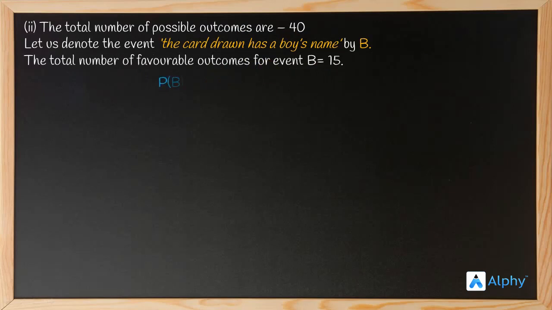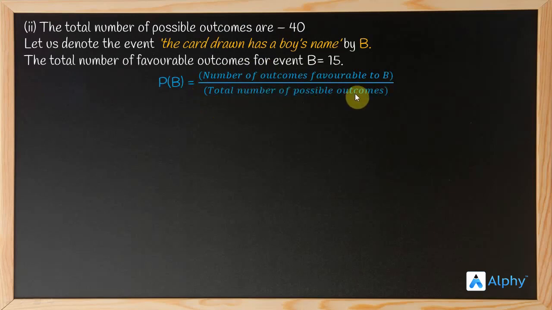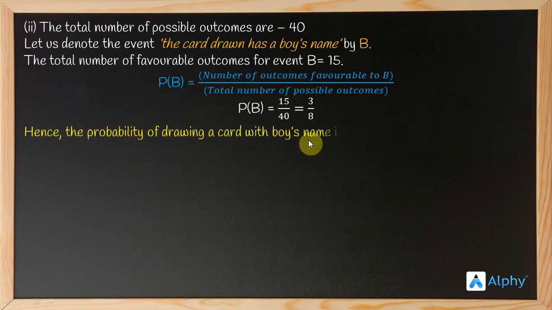Now the formula becomes: probability of occurrence of B is the number of outcomes favorable to B by the total number of possible outcomes. Now the number of outcomes favorable to B is 15. Total number of possible outcomes is 40. Therefore, the probability of drawing a card with a boy's name is 15 by 40, which comes out to be 3 by 8. Let's report our answer. Hence, the probability of drawing a card with a boy's name is 3 by 8.